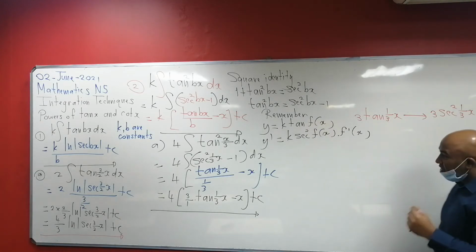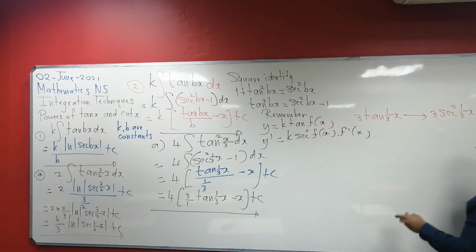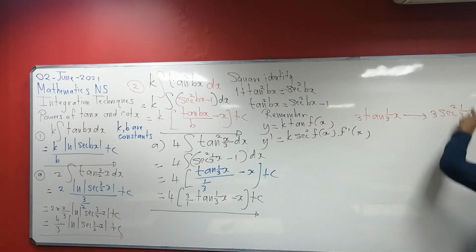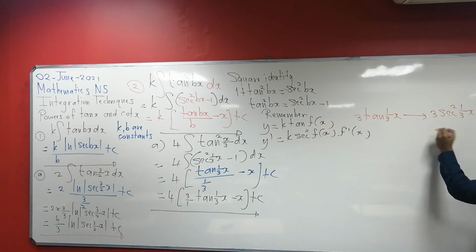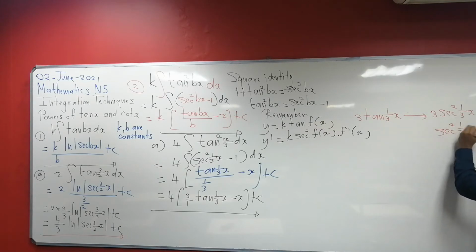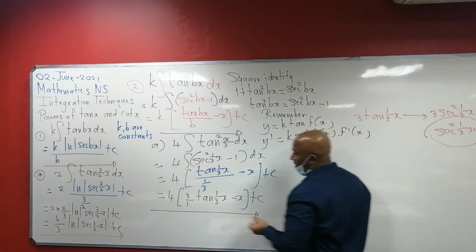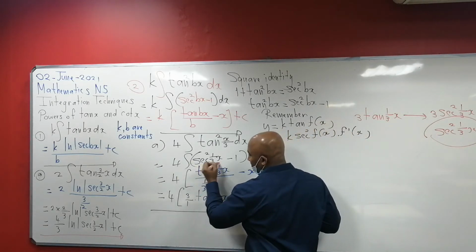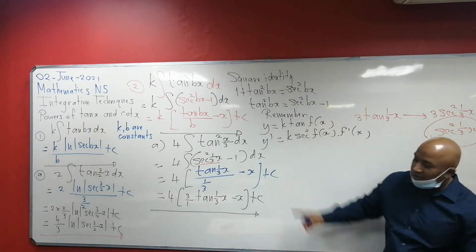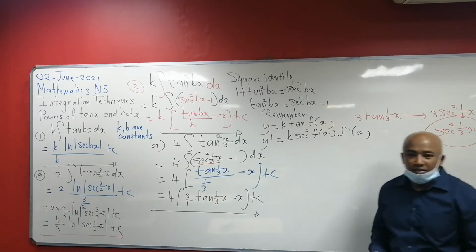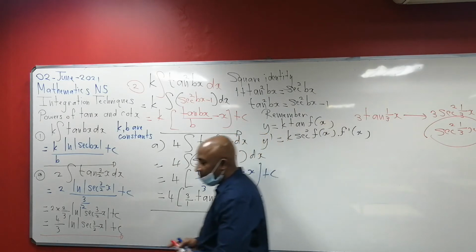You should be checking, practicing your differentiation every time. So that's 3 sec squared 1 over 3x times the derivative of 1 over 3x, which is 1 over 3. So what happens here? 3 times 1 over 3 will cancel, so I've got sec squared 1 over 3x. So let's check this. What did we have here? There's a check, you can see that. Sec squared of 1 over 3x. I'm just checking the sec squared, showing you your differentiation.